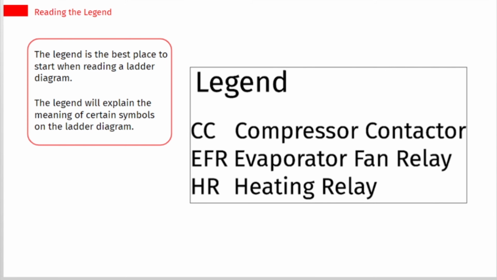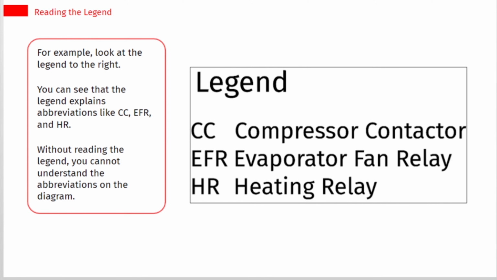The legend is the best place to start when reading a ladder diagram. The legend will explain the meaning of certain symbols on the ladder diagram. For example, look at the legend to the right. You can see that the legend explains abbreviations like CC, EFR, and HR. Without reading the legend, you cannot understand the abbreviations on the diagram.